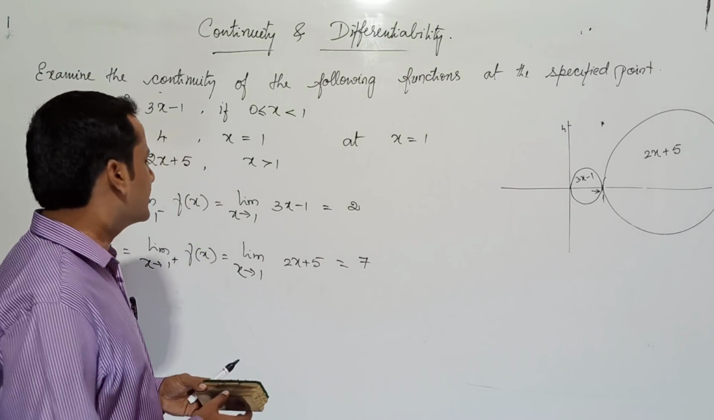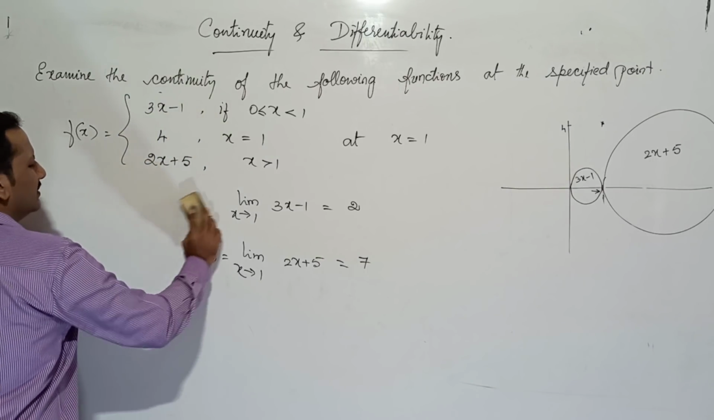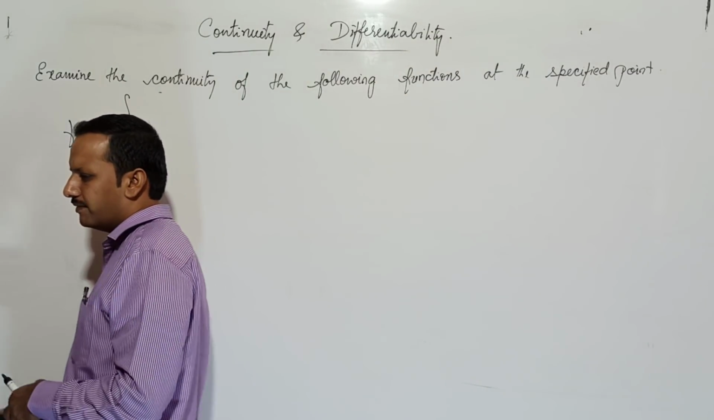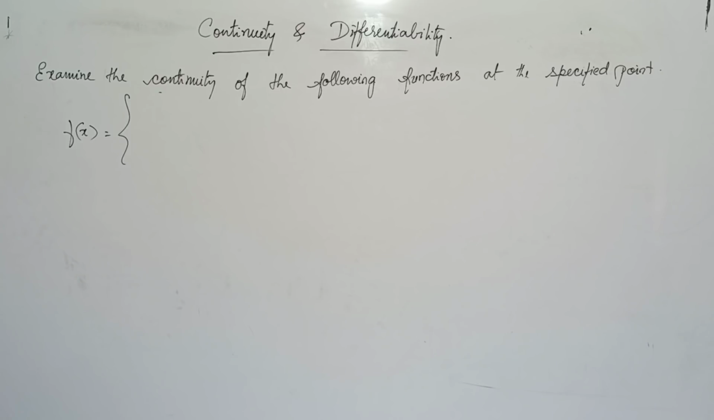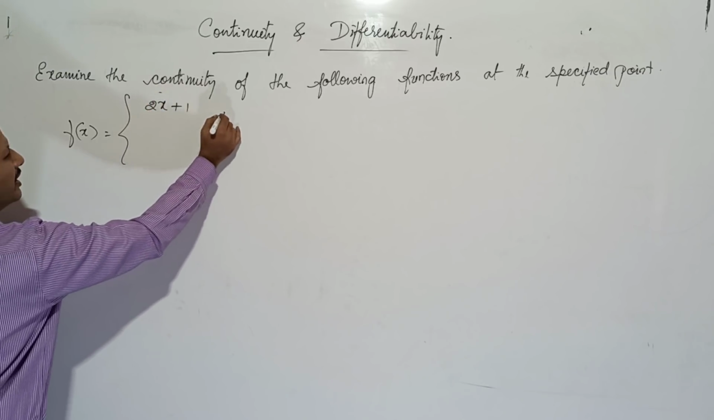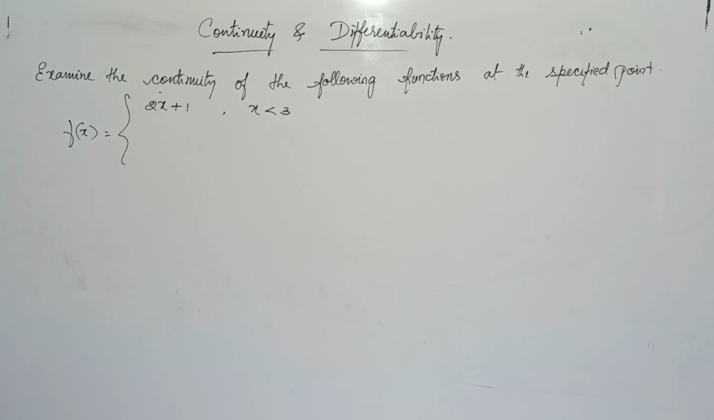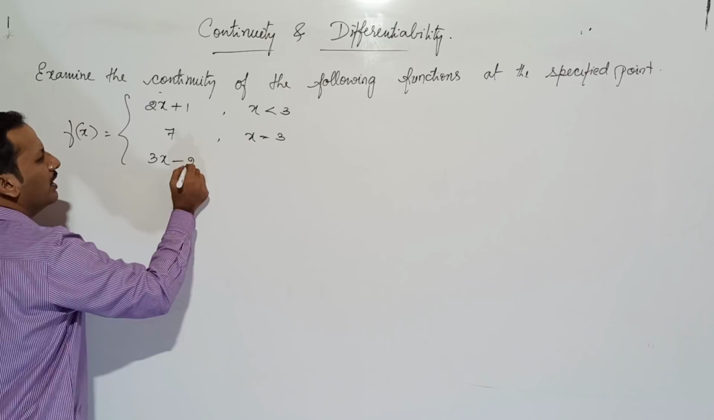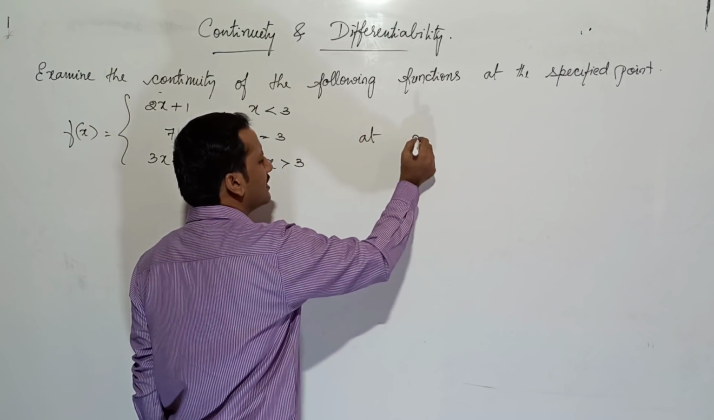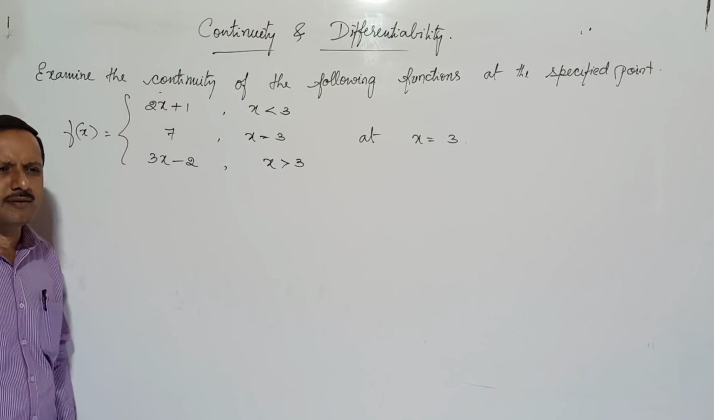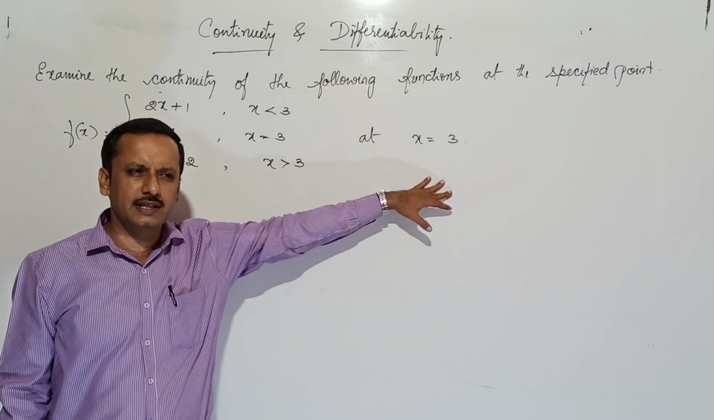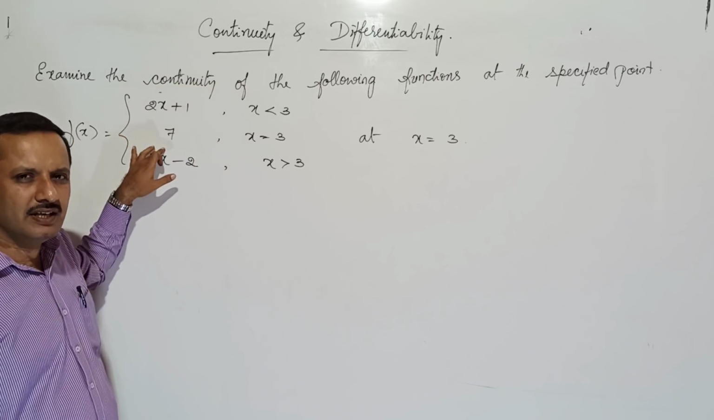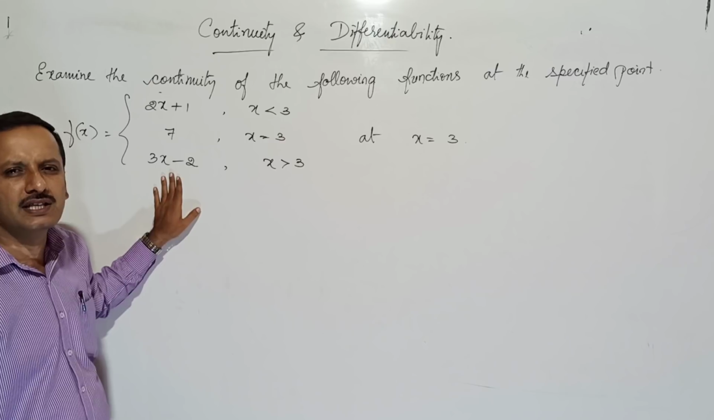Okay. Let us look at the next question. The question is saying we have to test the continuity of the given function at a given point. The function is f of x is equal to 2x plus 1 whenever x is less than 3, and 7 when x is equal to 3, and it is 3x minus 2 when x is greater than 3, at x equal to 3. We are asked to examine the continuity of the function f of x at x equal to 3. So whenever x is less than 3, the function is defined as 2x plus 1. At x equal to 3, it is defined as 7. When x is greater than 3, it is defined as 3x minus 2.